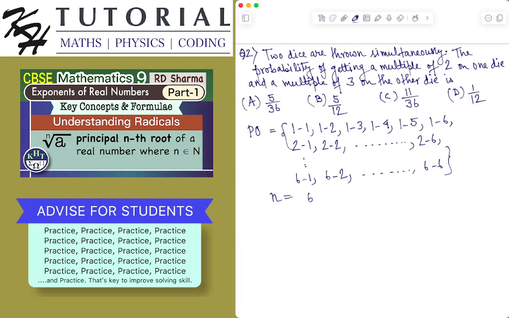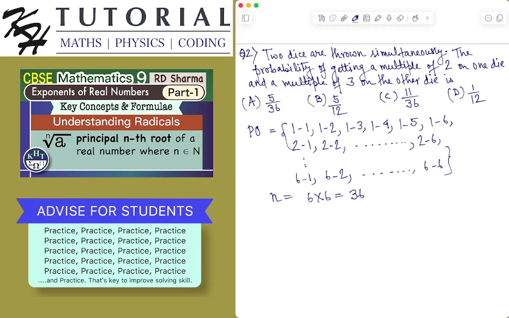It is 6 multiplied by 6, that is 36. Why 6 multiplied by 6? Because the number that can show up in the first die has 6 possibilities. It can be any number from 1 to 6. Similarly, for the second die also there are 6 possibilities, 1 to 6. So for each possibility of the first die, there are 6 possible numbers that can show up in the second die. So it is 6 into 6, 36 is the total number of possible outcomes.